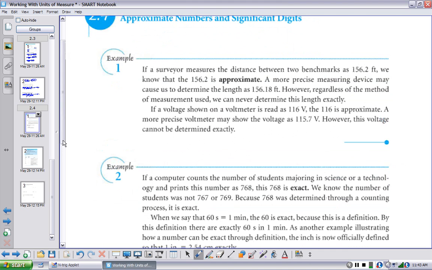Let's look at this example 1. It says if a surveyor measures the distance between two benchmarks as 156.2 feet, we know that it's approximate. Okay, a more precise measuring device may cause us to determine that the length is 156.18. But regardless of the measurement used, we can never determine it exactly. Human error. Okay? Voltage cannot be determined exactly.